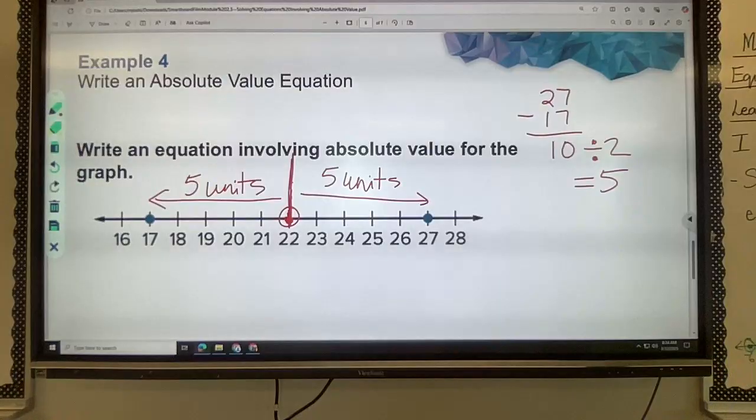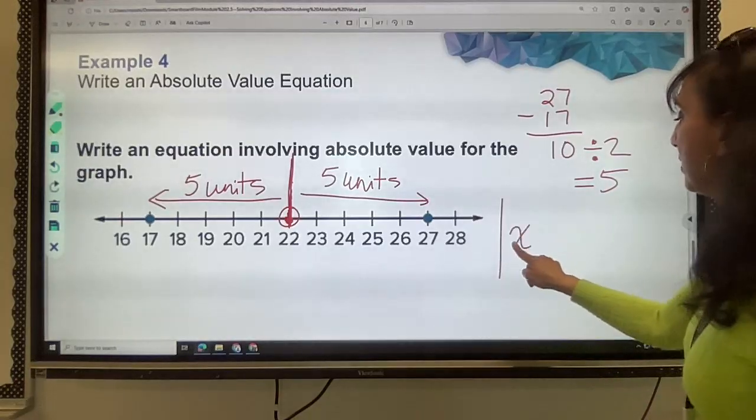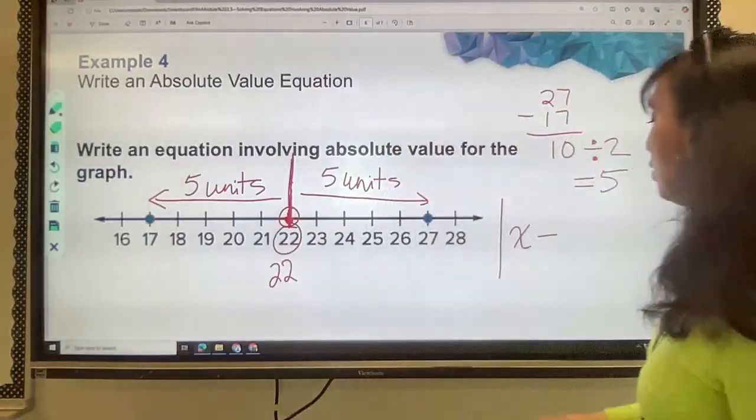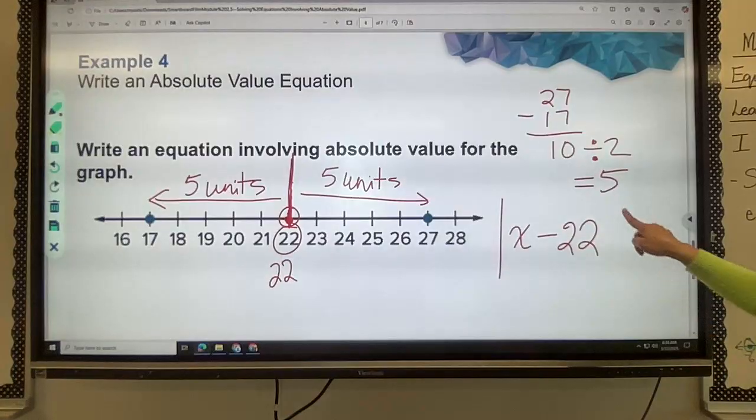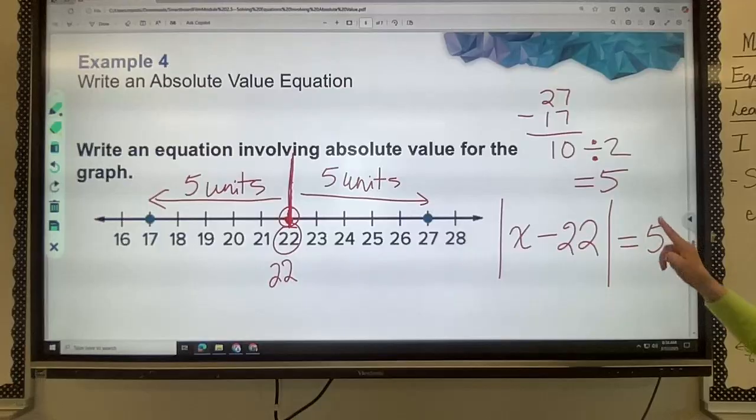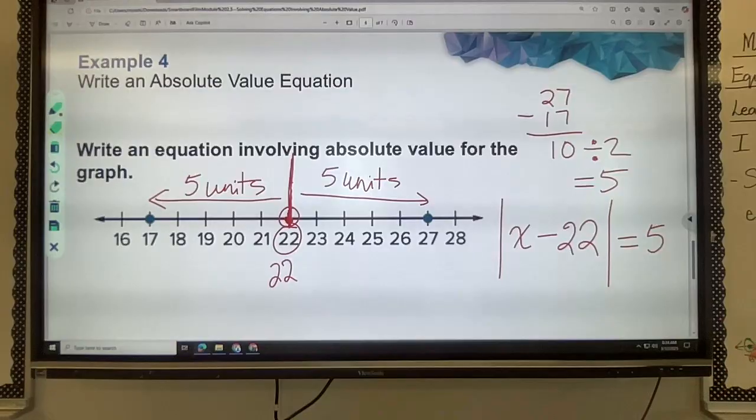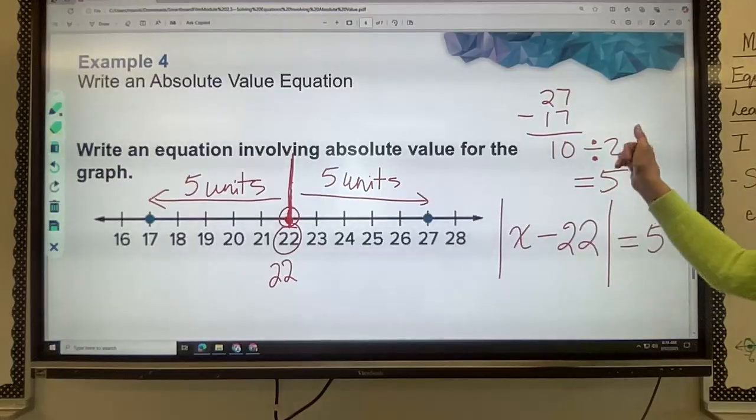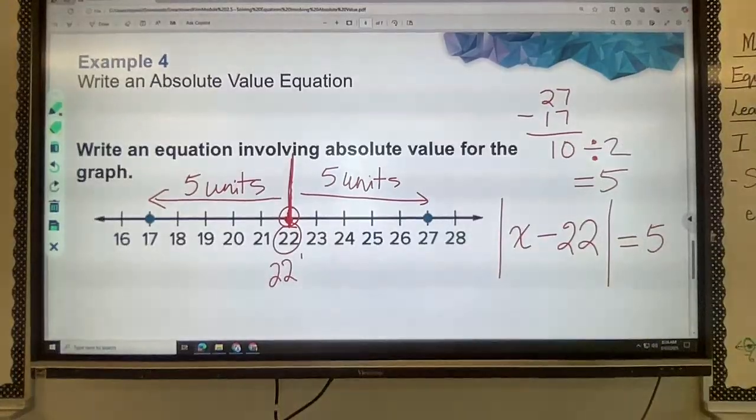Now, once I have this, the equation that I can write is the absolute value of x minus, what is this point? This is 22, right? So x minus 22 is equal to 5. I just wrote out that equation because we know that the midpoint between 17 and 27 is going to be 22. All right, so this is how you write out an equation.